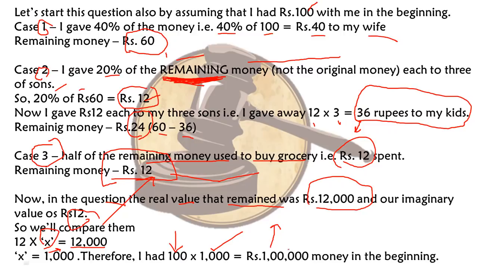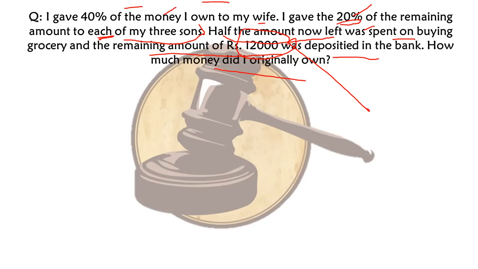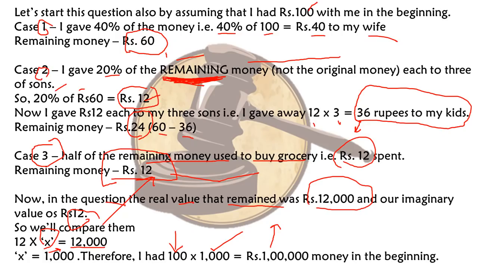If you want to check it, go back to the question, start with 1 lakh rupees, give 40% of 1 lakh to your wife, then 20% of the remaining to each of your three sons. Half of the money spend on grocery and the remaining half deposit in the bank. You should be left with nothing. So this is basically how you solve.